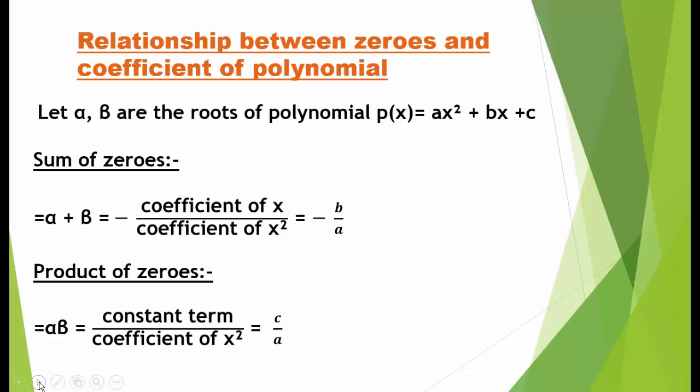If alpha and beta are the roots, because every quadratic equation will have two roots, say alpha and beta, then the sum of zeros is alpha plus beta, that is negative b divided by a. b is the coefficient of x and a is the coefficient of x square, and the product of zeros, alpha into beta, is c divided by a. c is the constant term and a is again the coefficient of x square. This we have already discussed.